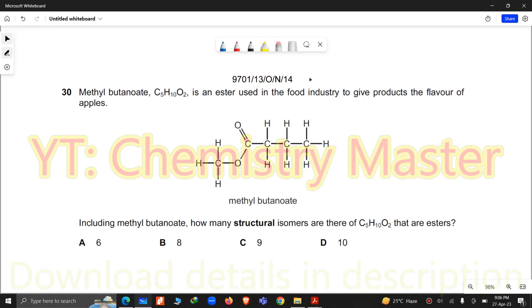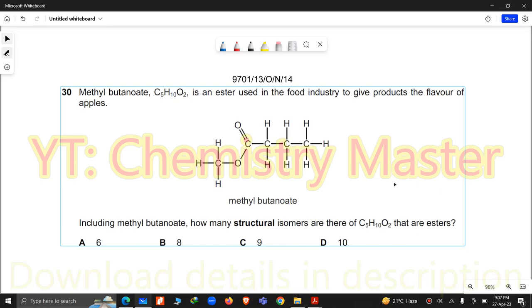Today in this video I will solve this question from the 9701 chemistry of October, number 14 and variant 13. Question number 30 states: methyl butanoate, C5H10O2, is an ester used in the food industry to give products the flavor of apples, and we have this displayed formula of the methyl butanoate. Including methyl butanoate, how many structural isomers are there of C5H10O2 that are esters?